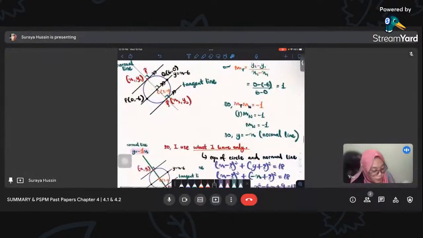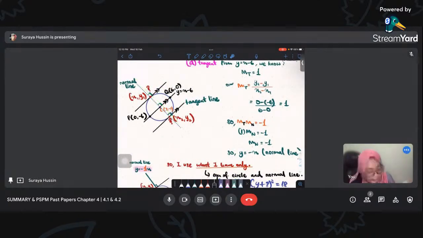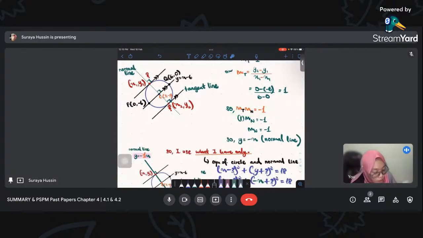Tapi you perlukan MN. You perlu gradient untuk normal line. Jadi you guna formula ini dan you dapatlah, oh, our gradient of the normal line is -1. Okay. So this is the normal line, which is y equals to -x. This is the new line that we got. We have found it, happily. Okay, we gotta use that equation.